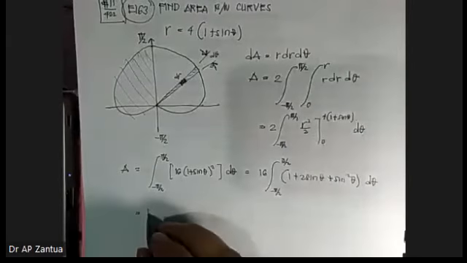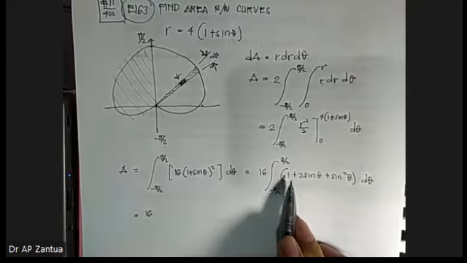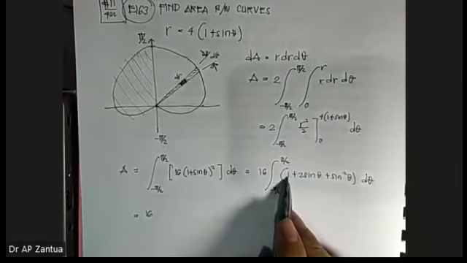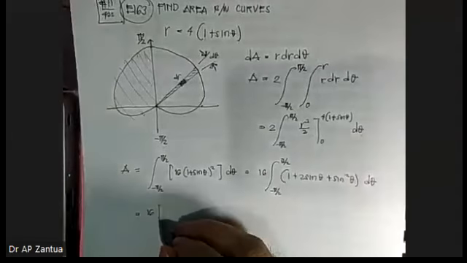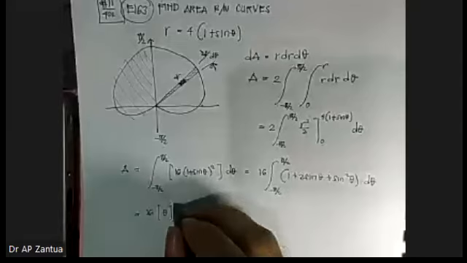So, 16. We can directly integrate the first two terms. So that is what? 1 times d theta. What is the integral of that? Integral of that is theta, from negative pi over 2 to positive pi over 2.